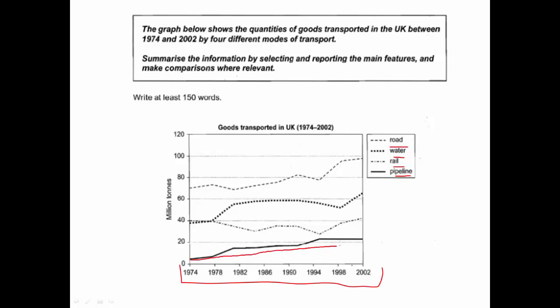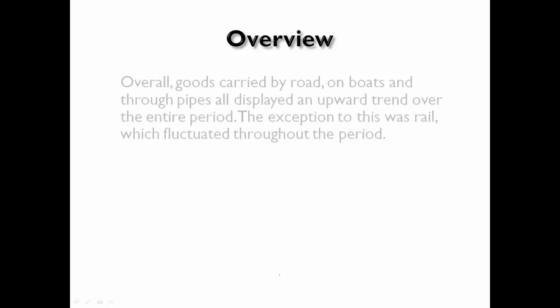So this one goes up, this one goes down and then up, and then down and then up, so that fluctuates. This one goes up, and this one goes up. So what we can say is road, water, and pipeline, they all go up, and rail fluctuates. And that's all we need to do. There are 4 things, and we can easily express those 4 things by just stating the general trends for each of them. So this is my overview.